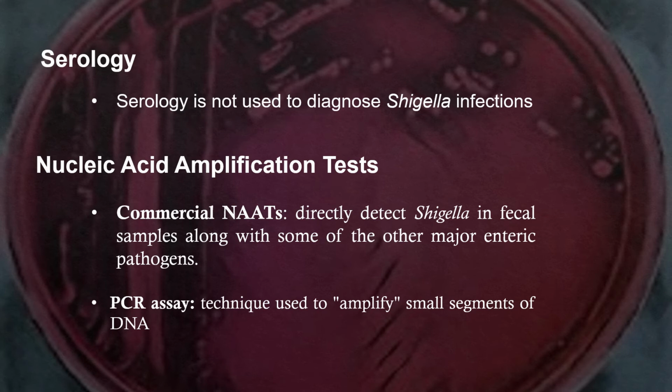Lastly, for nucleic acid amplification tests, there are several commercial NATs that directly detect Shigella in fecal samples along with some of the other major enteric pathogens. There are other molecular methods used for Shigella, and one of them is a PCR test, which is a technique used to amplify small segments of the DNA.